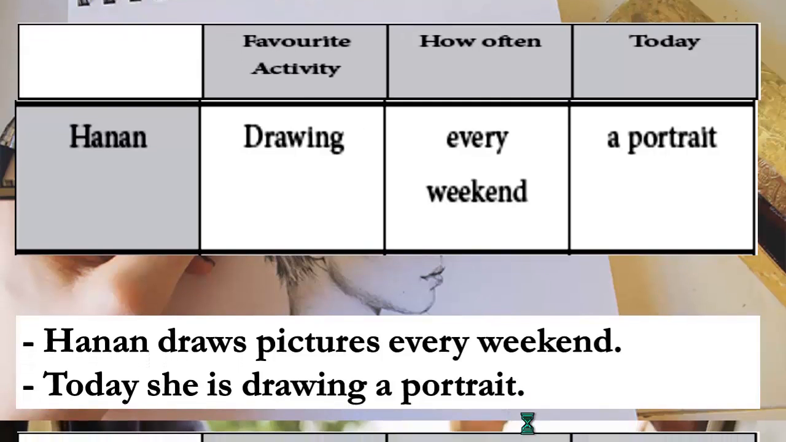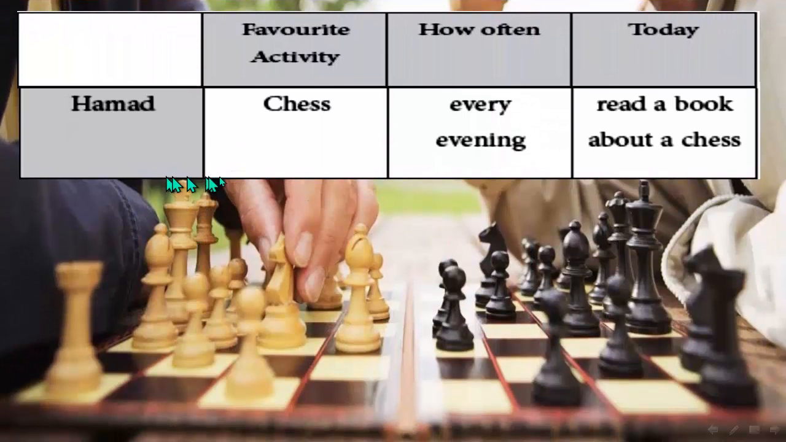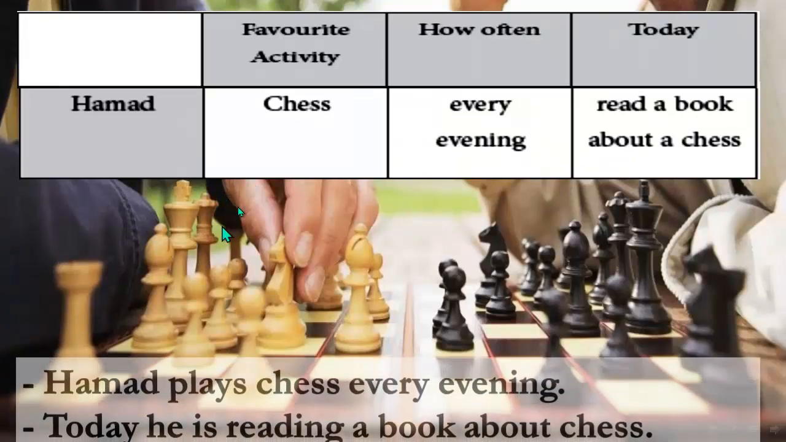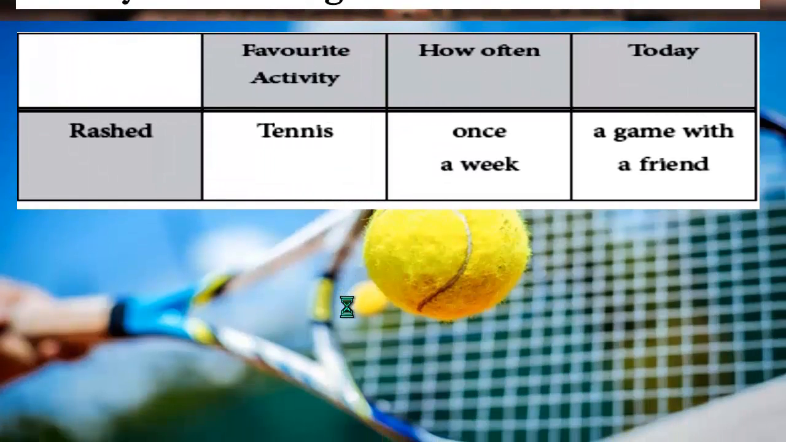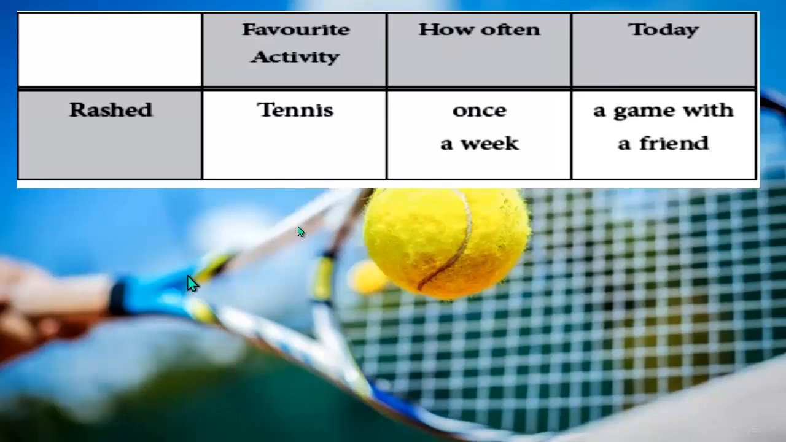Okay, next person, Hamad. As you see, Hamad plays chess every evening. Today he is reading a book about chess. Okay, next person, Rashid, his favorite activity, tennis. How often? They wrote here, once a week. Today, a game with a friend.